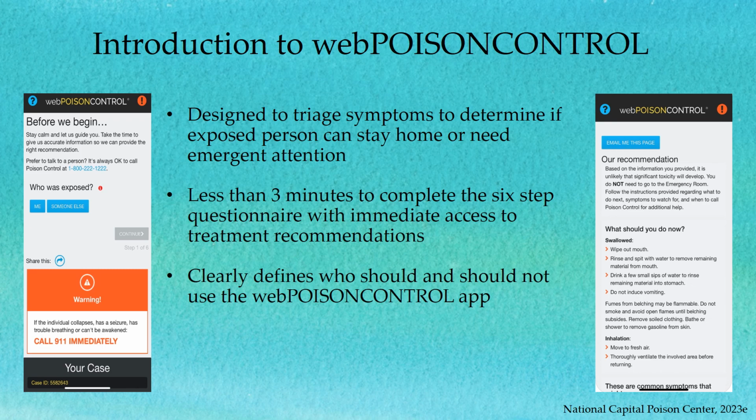In addition, Web Poison Control has listed in several different places throughout the app what criteria the exposed person must meet in order for the questionnaire to be appropriate. Humans who are usually healthy, who have been exposed to a single substance, are generally the best fit for the application use, as the application cannot take into consideration a person's comorbidities. And yes, I did say humans only because Web Poison Control cannot be used for pets.